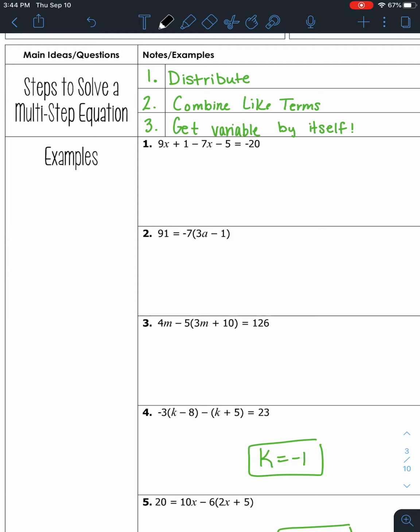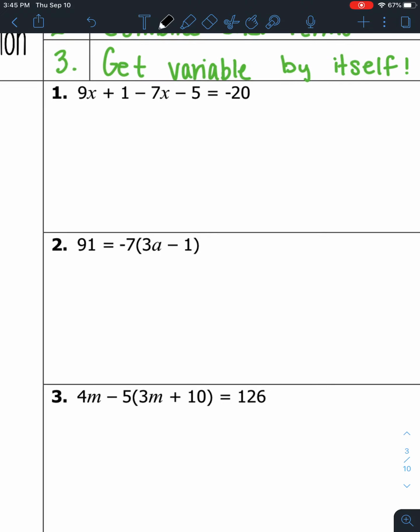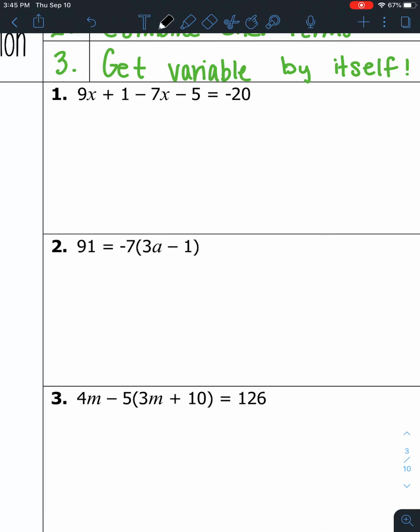So the first way is one, you distribute if there's anything you can distribute. So if there's anything outside those parentheses, distribute that through. Second thing is combine like terms. That's get your x's together, get your y's together, get your numbers together. Once you're done with that, then you're just going to get the variable by itself, whatever you have to do to do that.